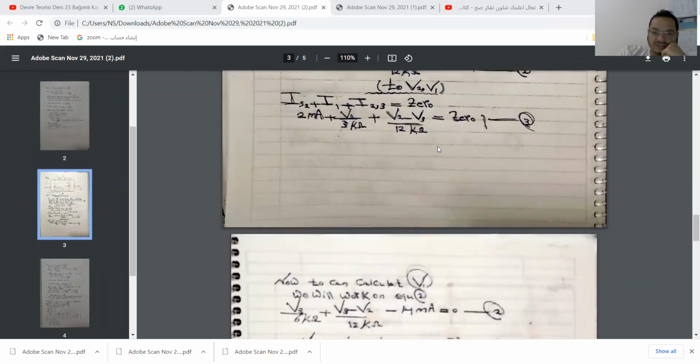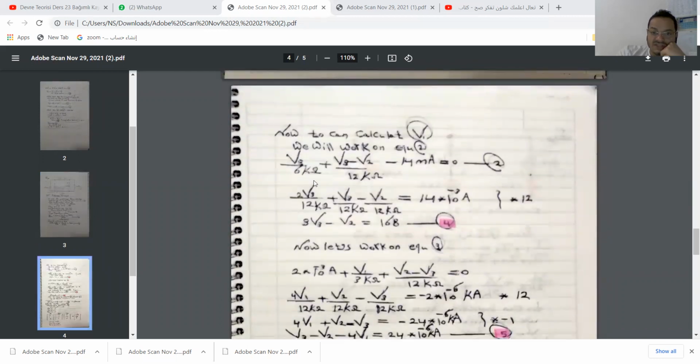Now to calculate V1, we will work on equation 2. Let me write it again: V3 on 6 kilo ohm plus V3 minus V2 on 12 kilo ohm minus 14 milliampere equals 0. Here milliampere will be exponential minus 3. Let's modify this equation more by multiplying by 12 to delete all of that and simplify it, and it will be 3 V3 minus V2 equals 168. Equation 4. We'll depend on it.